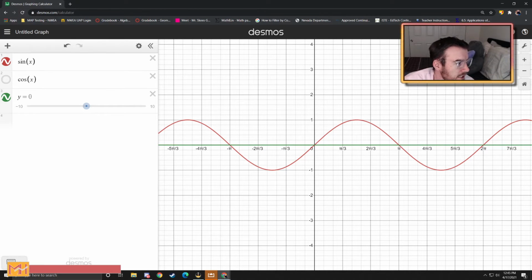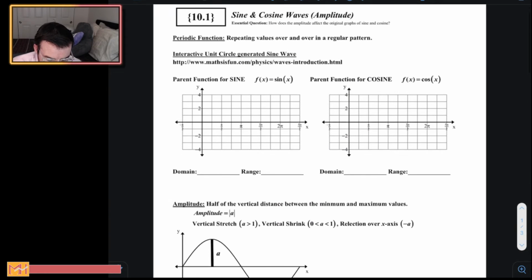So let's take a look at our actual notes here and fill in some of these blanks. Because it's going forever to the left and forever to the right, the function has a domain of all reals. However, the range, it's only going to bob up and down between -1 and 1. And I should use brackets because it will touch. Okay? And this is -1 to 1 as well.